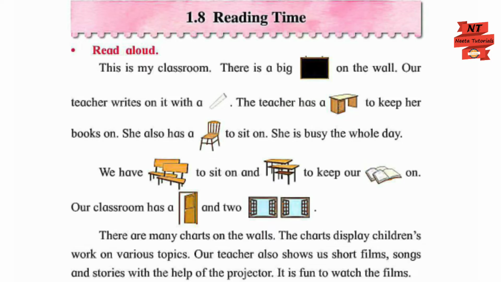Okay, let's start with the first picture. What is it, children? A blackboard. It can be a blackboard or a green board, whatever we use in the classroom. Here we say a blackboard. Why? Because in our classroom we have only one big board. Next we have a chalk. Here we say a chalk, that means one chalk. Why? Because when the teacher writes on the board, she writes with one chalk. She cannot use many chalks while writing. So we say a chalk.